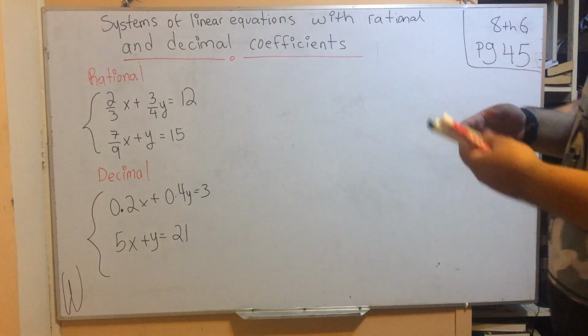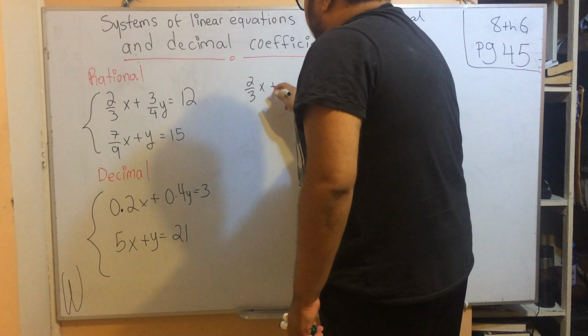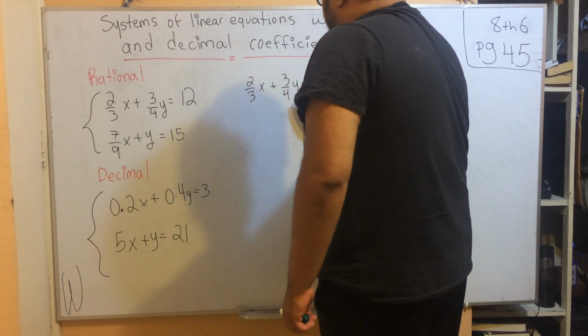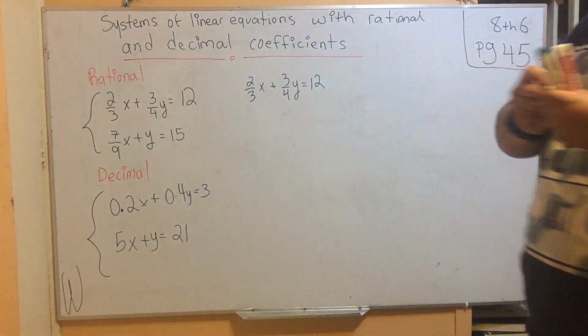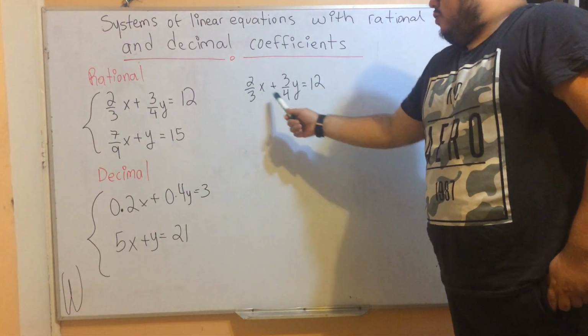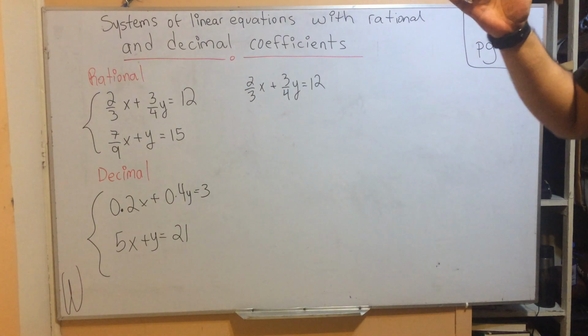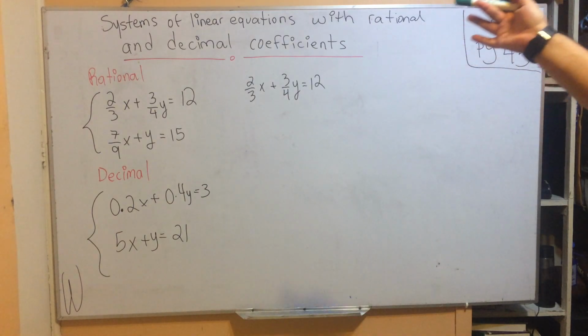So let's do it by parts. Let's take the first one first. We have 2/3 x plus 3/4 y equals 12. We're going to look for a number that is going to help us cancel the fractions. If you notice, the denominators of our fractions are 3 and 4. So what we need to look for is a number called the least common multiple, the denominator that is going to help us cancel these fractions.